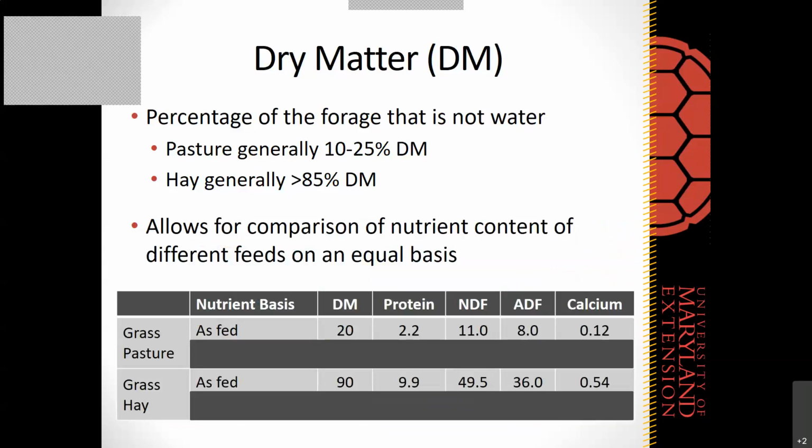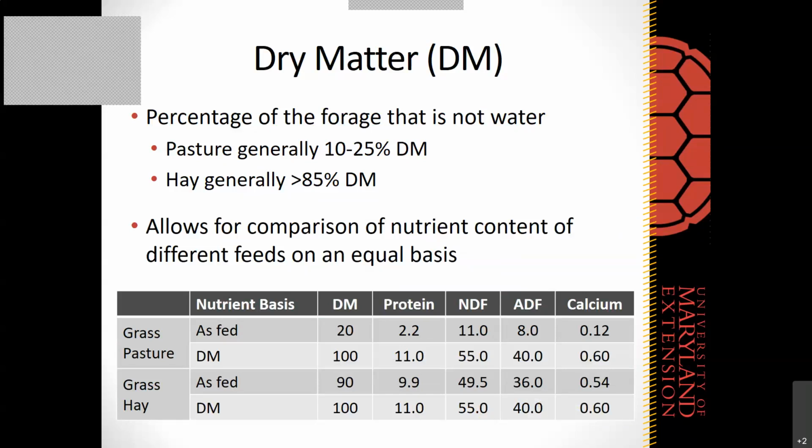So in this example, if we were looking at a grass pasture, which is the top row, versus a grass hay, which is the bottom row, if we look at it on that as fed basis, which is including the water component, we might look at these two feeds and be like, wow, these are really different. I should definitely be feeding this grass hay because it has way higher protein. The pasture is really low. But if we actually compare those two forages on an equal basis, or on a dry matter basis, you'll see that they're actually exactly the same. So that water can influence the concentration of those nutrients. So again, just look at that dry matter column when you're looking at these different nutrients.